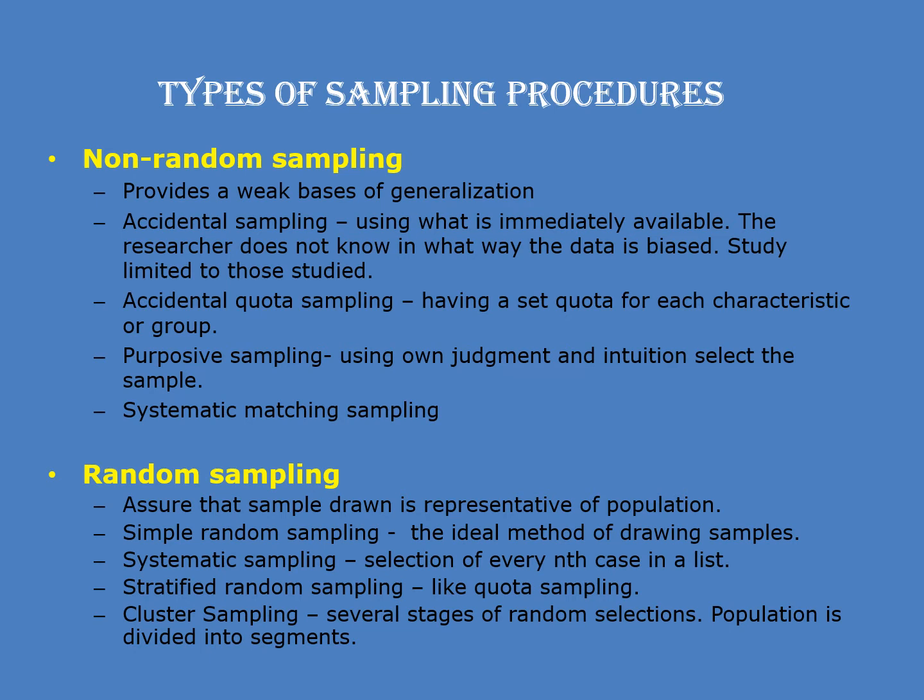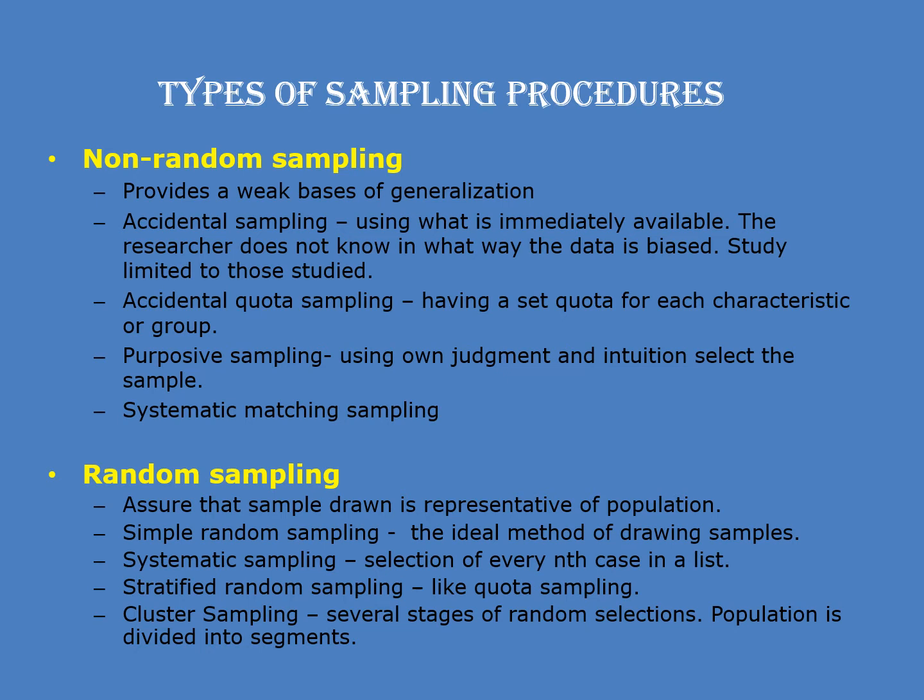The researcher does not know in what way that data in the first instance could be biased, in the investigation or around a particular survey, for example, of data collection. The study could be limited to those who are studied.